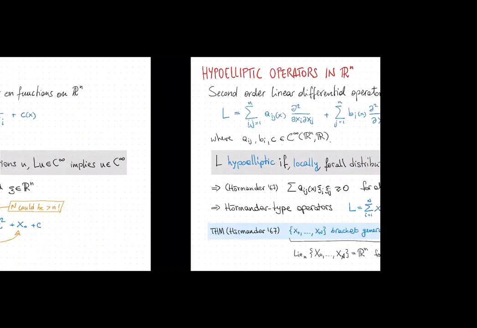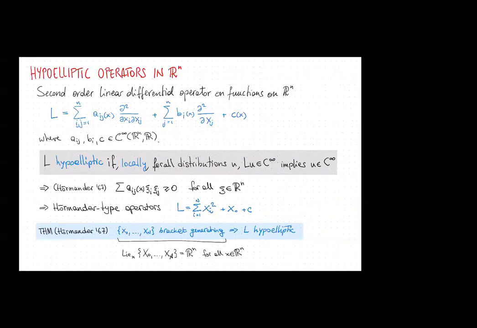Where I'm trying to go with this: Hörmander already at this time proved the following theorem. If those vector fields you are using to define this Hörmander type operator, so X_i and X_0, are bracket generating, that bracket generating that I was calling Hörmander's condition, finitely many commutators of those vector fields are able to recover the whole tangent space, then your operator is hypoelliptic.